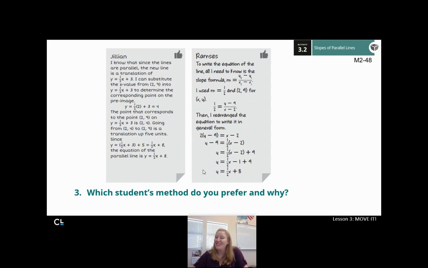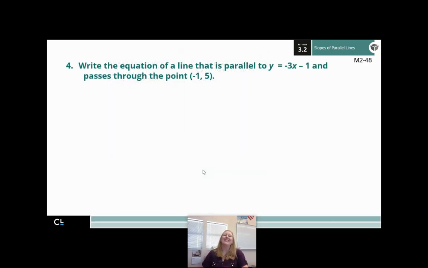That's fine. Do what works for you, because you're now going to need to use that method to help you write the equation of a line that is parallel to y equals -3x minus 1 and passes through the point (-1, 5). You can use either Jillian's method or Ramsey's method to help you do it, but you're going to have to go through those same steps. So go ahead and hit pause, work your way through it, and then hit play when you're ready to check your work.